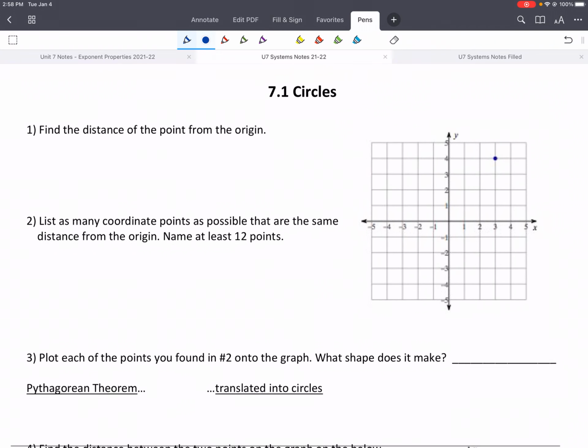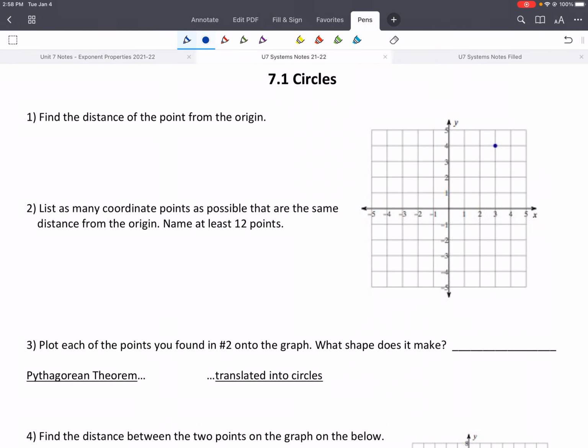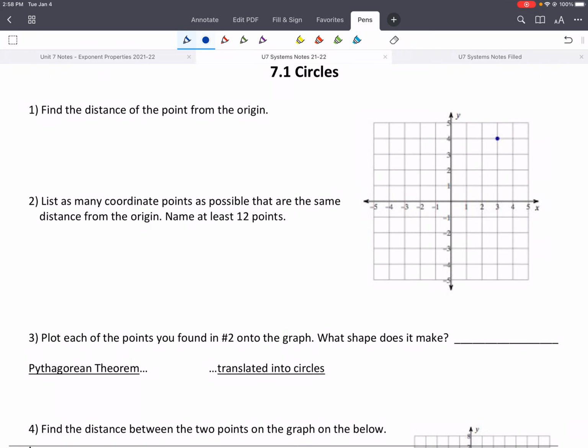All right, so circles. First, let's talk about where that comes from. How do we come up with an equation that makes a circle? Let's start by first finding the distance from this point on the right side, this blue point, to the origin. The origin is the center, or the 0, 0, okay? So we basically want to know what this length, this distance, is.